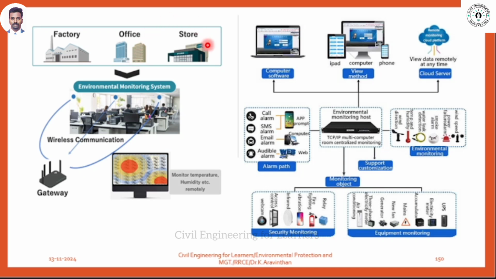Third thing is store, where they need to supply. Now, how to monitor this whole three component? By using wireless communication. Currently they are doing that, and through this router, the connections are made. How many connections have to be made?